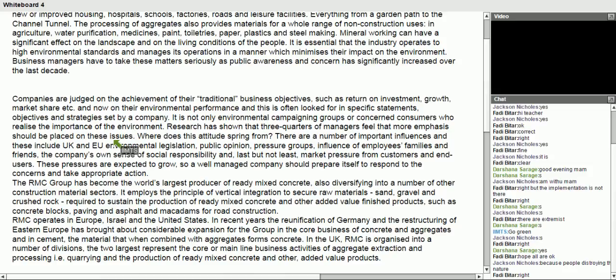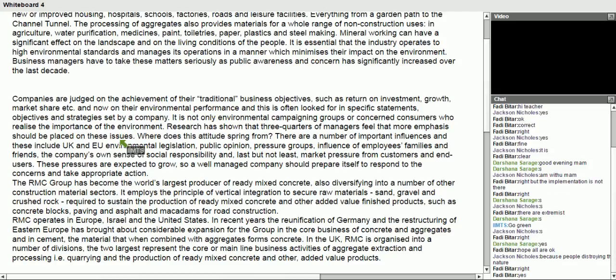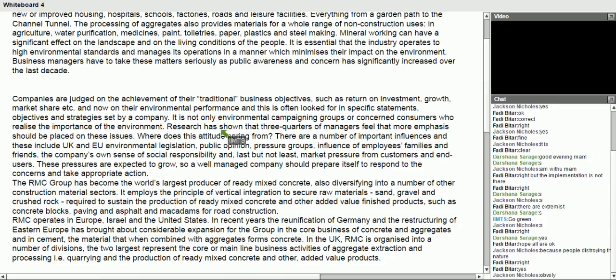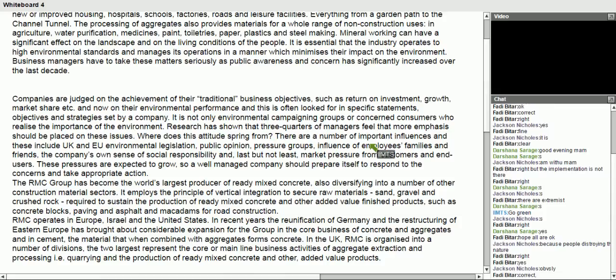There are strict laws, and if you are playing around with animals, or if you are teasing them, this is not allowed. You are being penalized for the same, right? You just cannot give them anything to eat. You just cannot tease them. You just cannot throw stones at them. There are a number of important influences, and these include UK and EU environmental legislation, public opinion, pressure groups, influencing of employee families and friends, the company's own sense of social responsibility, and last but not least, market pressure from consumers and end users.